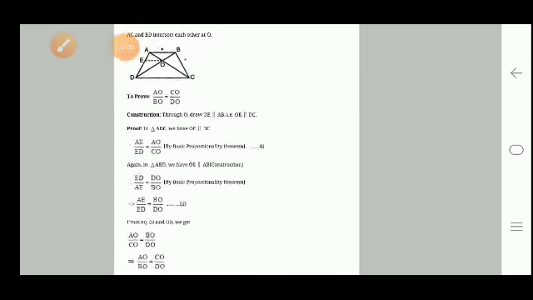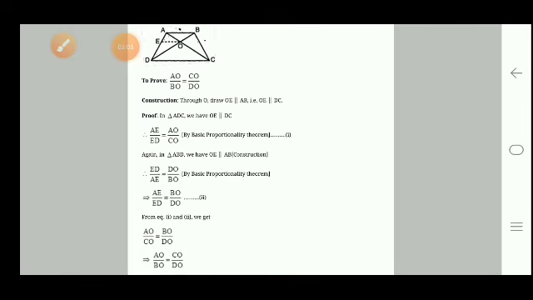Now in question number 9, it is given that ABCD is a trapezium in which AB is parallel to DC and its diagonals intersect each other at the point O. Show that AO over OB is equal to CO over DO. So how to show that? First try to understand what is given in the question and what we have to prove. So look here.